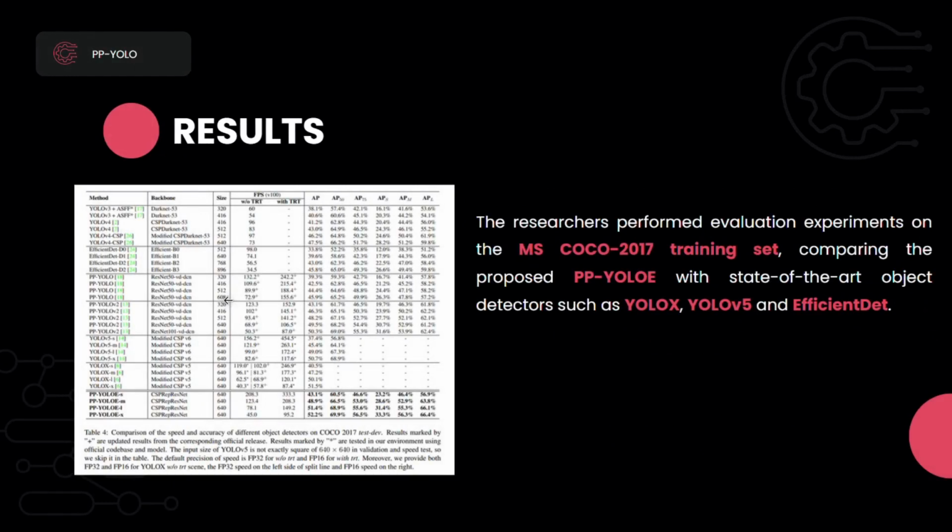Finally, let's see the results from the new PP-YOLOe model. The researchers performed evaluation experiments on the MS-COCO 2017 training set, comparing the proposed PP-YOLOe with state-of-the-art object detectors such as YOLOx, YOLOv2, and EfficientDet. So whenever you come up with new novel techniques to improve the performance of the model, you have to compare with other baseline models. And they have already described the results by using this table.